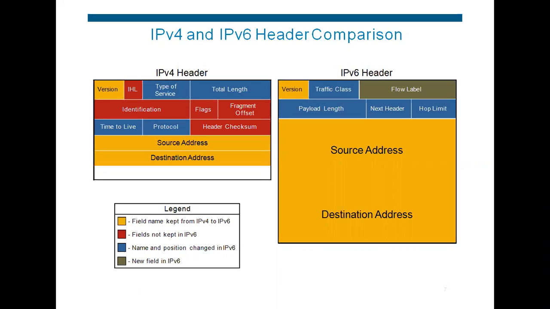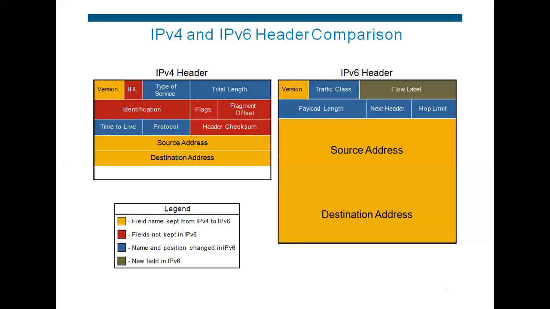Some field names are kept from IP version 4 to IP version 6. The brown, or yellowish color fields are kept the same from IP version 4 to IP version 6. Like version, from which we can find out the version of the header. Then source IP address, destination IP address. But what difference is there?